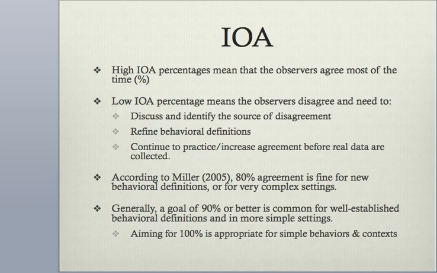We have some disagreement. So we're trying to raise our IOA percentages to increase the confidence in our data. And the way we can do that is, if we have low percentages, if we only agree 50 or 60 or 70% of the time, first thing we can do is discuss and identify sources of disagreement. We can go back and talk about how we're using our definitions, why we're including things and why we're excluding things. We can use those discussions to refine our definitions so that we come to more agreement on what we're counting and what we're not.